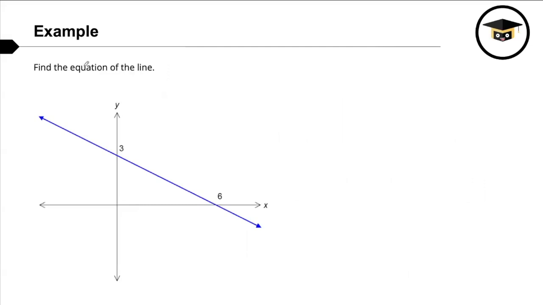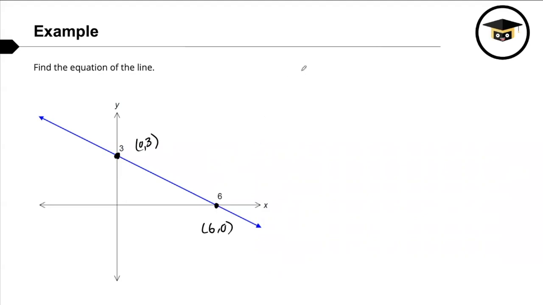So here's another example. Find the equation of the line. So you've been given this point here, which is 0, 3. And you've been given this point here, which is 6, 0. So how do we find the equation? Well, you can either use 2-point form, but I'm not a big fan of that. So we're going to use point gradient form.